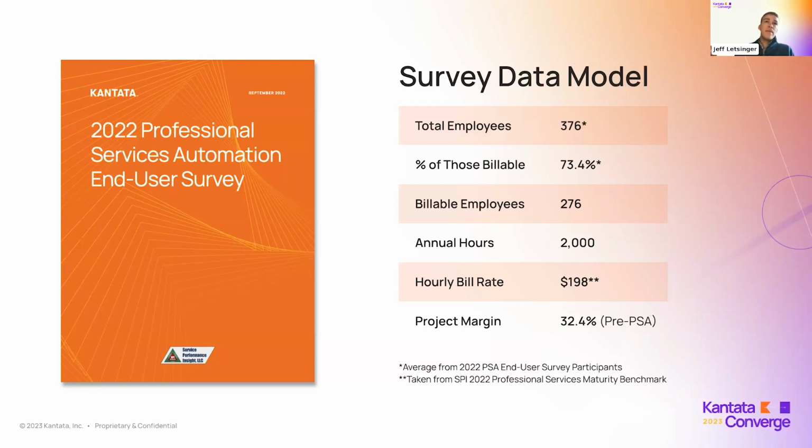In this survey, we surveyed over 80 professional services organizations. The average employee size at these companies was 376, with about 73.5% of those being billable resources. If we take annual hours of 2,000, which is about a standard 40-hour work week with a couple of weeks of time off, and an hourly bill rate of $198, which is derived from their services maturity benchmark report, and a project margin pre-PSA of 32.4%.